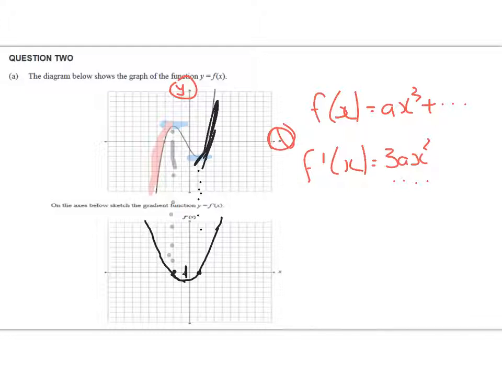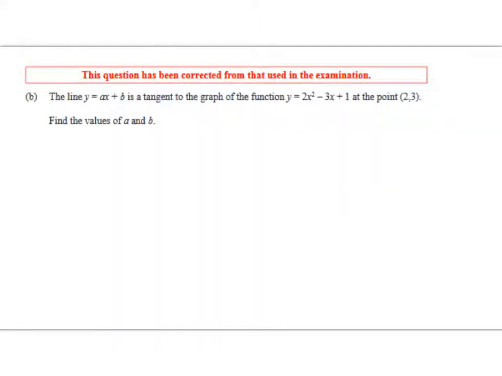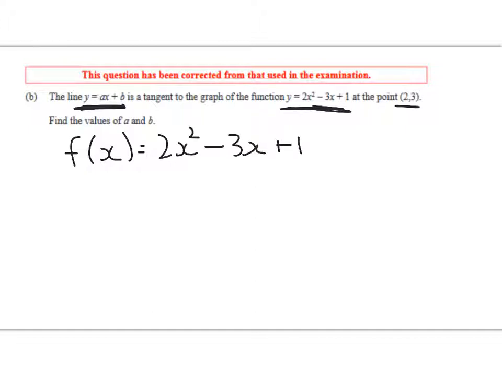Okay, on to the next question. This question's been fixed up from the exam paper, so I've used the corrected version. We are told that we've got a line and it's a tangent to the graph of this function at this point. We've got to find a and b. So all we're being asked to do is find the equation of the tangent, and then we'll say what a and b are. So f of x is 2x squared minus 3x plus 1.